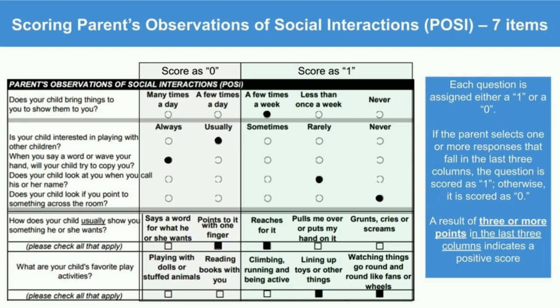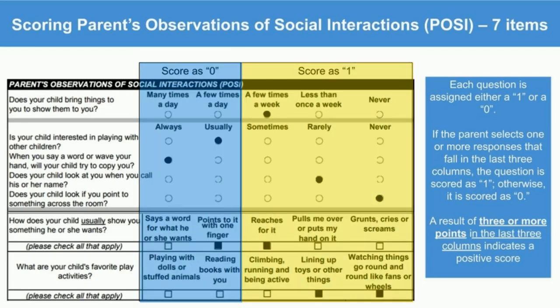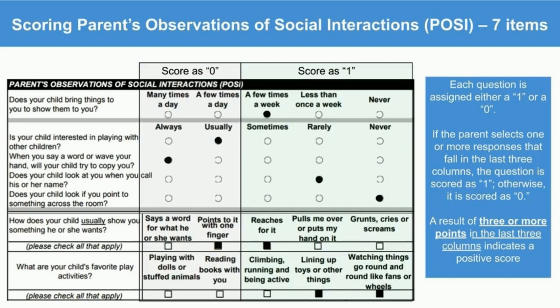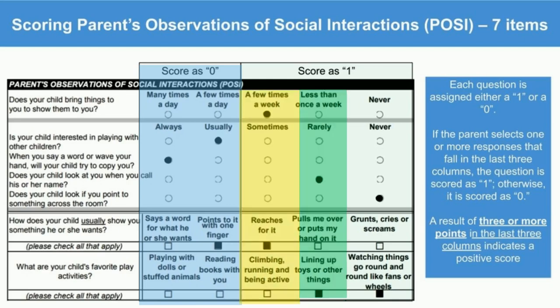The parent's observations of social interactions, or POSI, falls into the third SWYC domain, risk for autism. Each question is assigned either a 1 or a 0 based on their column positioning. Items in the first column are scored as zeros, whereas items scored in the last 3 columns are scored as 1. A result of 3 or more points in the last 3 columns indicates a positive score.